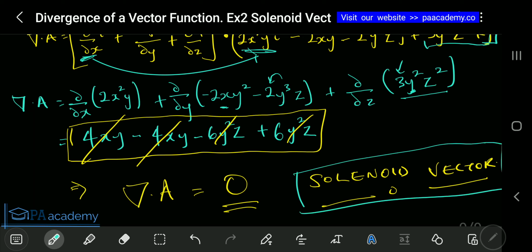So in the next example, we are going to be looking at another typical example under solenoid vector. It's different from this, but it has to do with understanding the fact that once you have a solenoid vector, the divergence is always equal to 0. Exactly. So you're also going to be using the idea to solve some other question in different dimensions. We are going to be looking at that in another video.